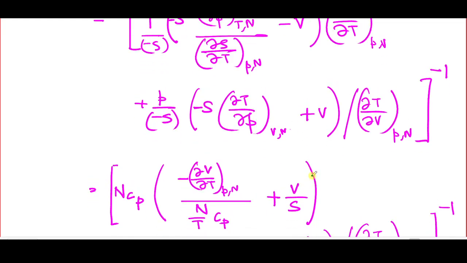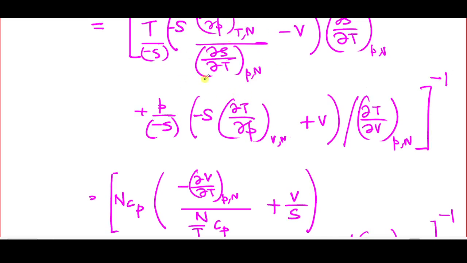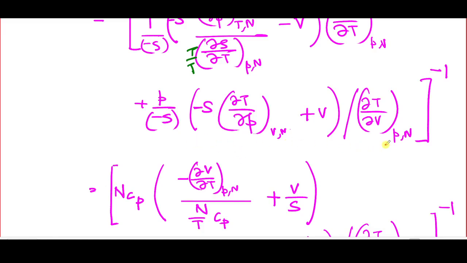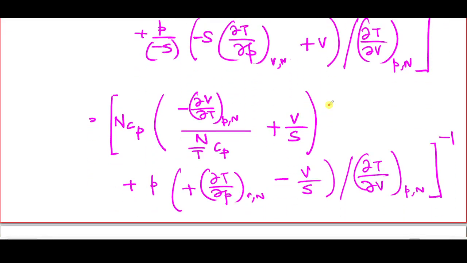And this del S del T at P, N in the numerator of the first term has to be supplied by the temperature. So if we put in a 1 by T here, then we get T del S del T at P, N is NCp. We just plug that in. As far as the second term is concerned, there is of course nothing much to do except cancelling out the minuses by bringing it in. So you end up with this expression. This just becomes del T del P at constant V, N. This term becomes minus V by S. So step 3 is complete.